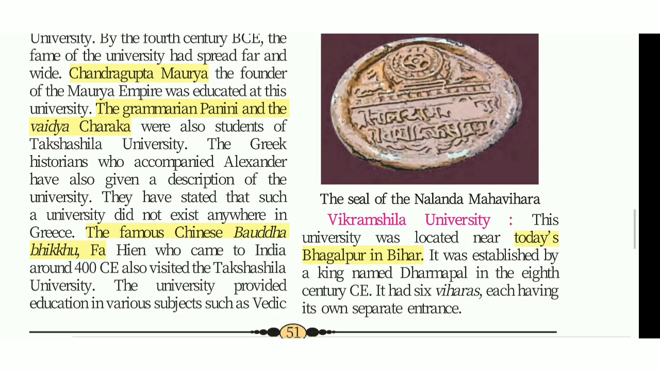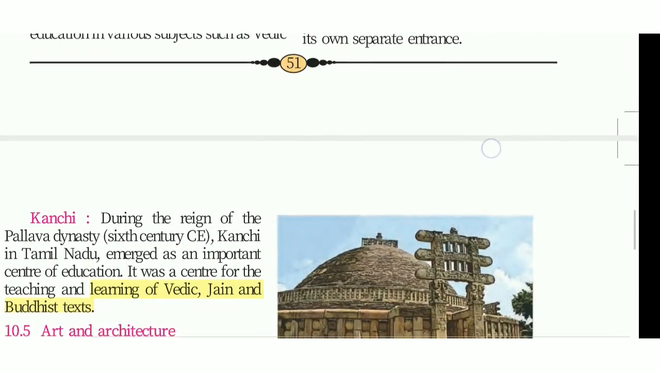Now let's discuss Vikramshila University. This university was located near today's Bhagalpur in Bihar. So where was it located? In Bhagalpur in Bihar. It was established by a king named Dharmpal in the 8th century CE.